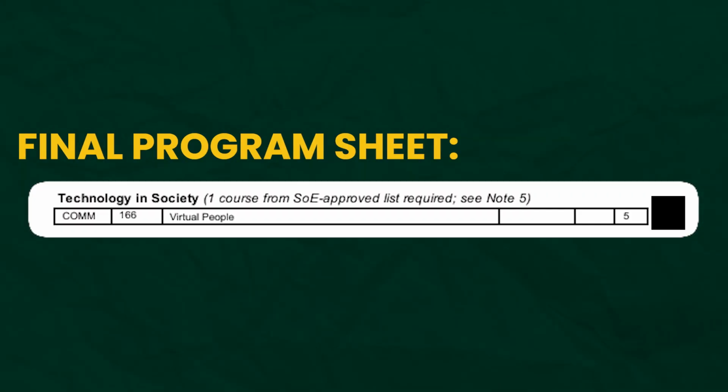The next class that you need to do is a technology and society class. Now there is a whole list of approved courses for what you can take for this. And you can find that on their website as well. I decided to take COM 166, which is virtual people. That one is highly recommended by everybody.